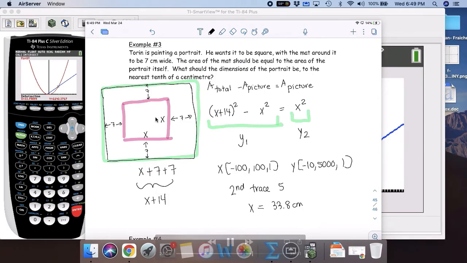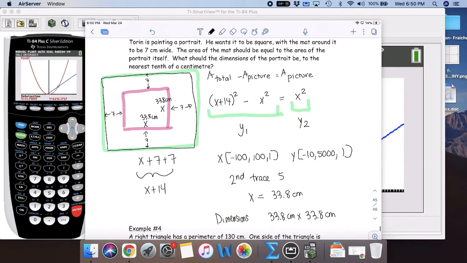And then we want to label our dimensions. As you can see, one side is 33.8 and so is the other side of your square. That's just one of your side lengths, but they ask what the dimensions of the portrait should be to the nearest tenth of a centimeter. So our final step is to write the dimensions, which are length times width. My length was 33.8 because it's a square, times the width, also 33.8 centimeters. So that answers your question.